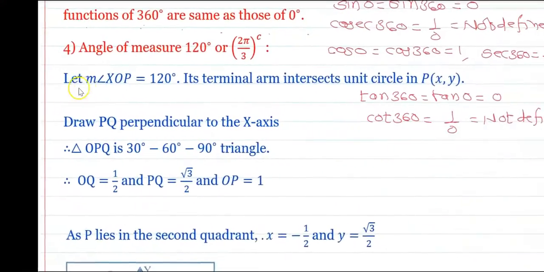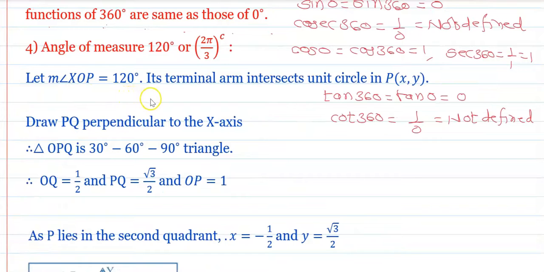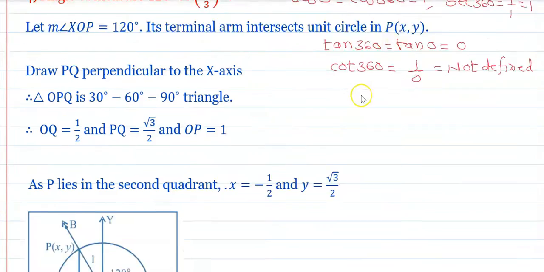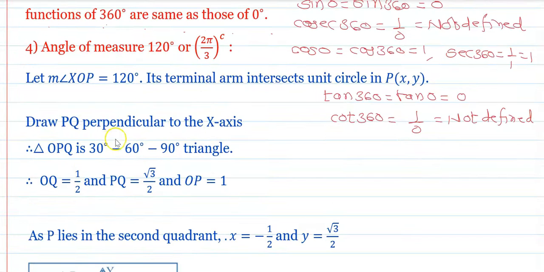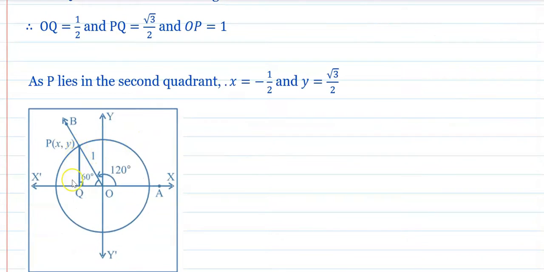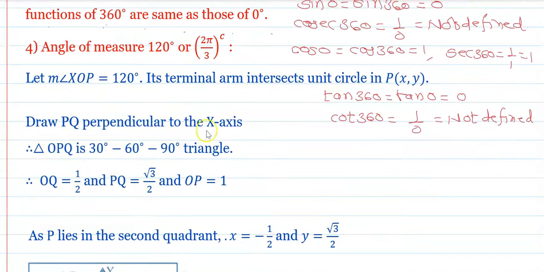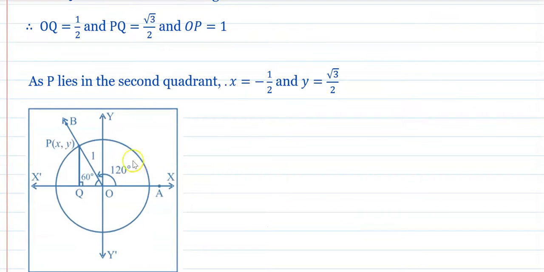Now the measure of angle XOP is 120. Its terminal arm intersects the unit circle at P(x, y). This is the measure of angle 120. Draw PQ perpendicular to the x-axis. Therefore the triangle OPQ is a 30, 60, 90 triangle. Now the measure of this angle is 120 and therefore this measure of angle is 60.